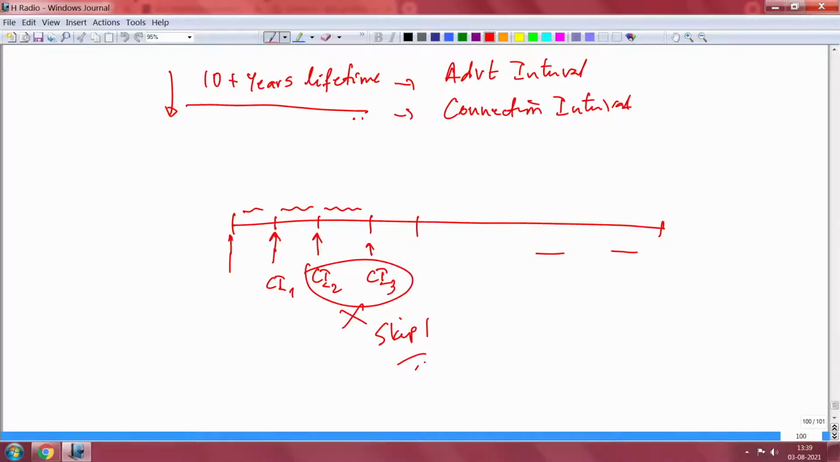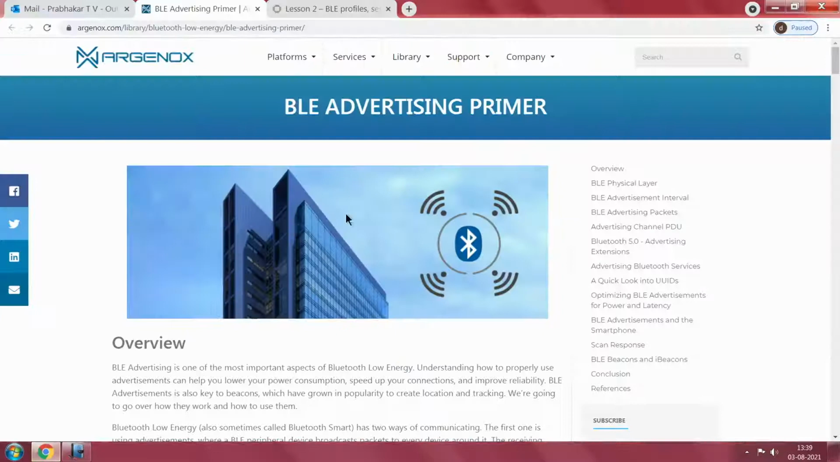So, let us go into some detailing there. For that, what I thought is best is to read up a document which I found was extremely useful. This is from this company here, Genox, and I found that this BLE Advertising Primer given by this company is really good. It covers several aspects of it.